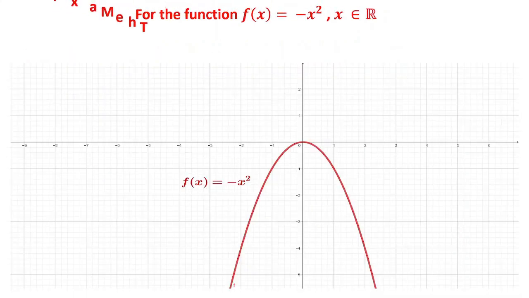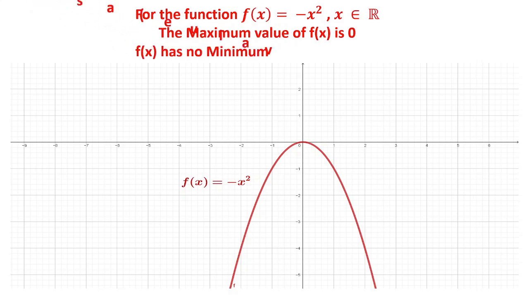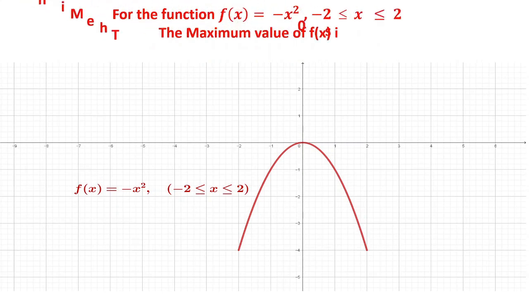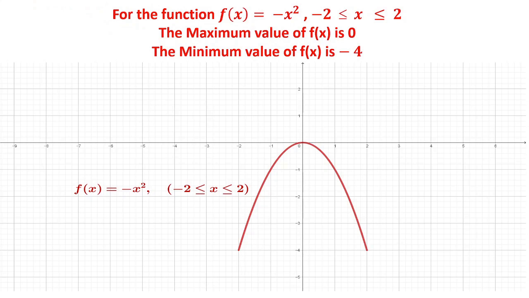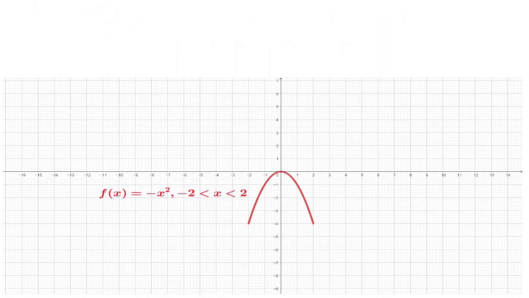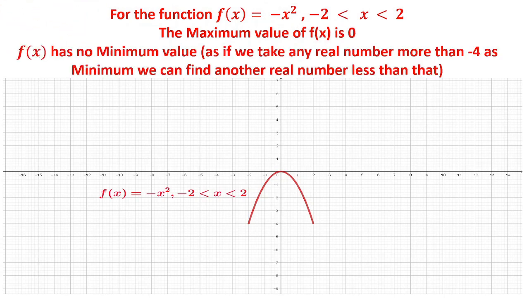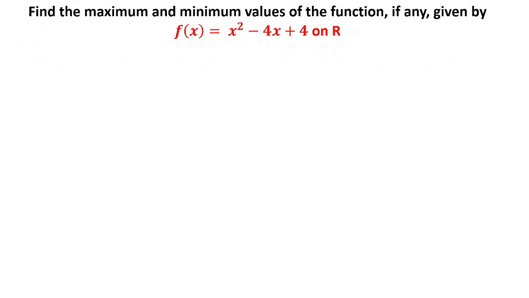Now when you take the function minus x square, the maximum value is 0 and the minimum value is minus infinity because it goes down. Well, now when you restrict it to minus 2 to 2, then its maximum value is 0 and minimum value is minus 4. But when you take minus 2 less than x less than 2, it has maximum value 0 but no minimum value because it is not a closed interval.